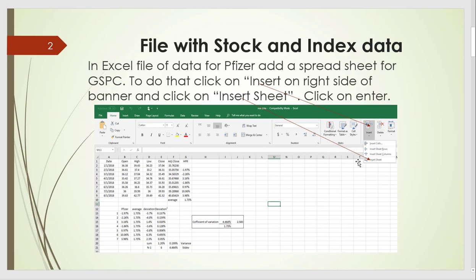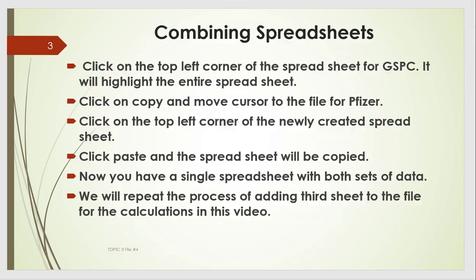What we want to do is now move data from the GSPC file. So we click over there, and now we're going to begin the movement. You're going to click on the top left corner of the spreadsheet for GSPC. It will highlight, click on Copy, and then move your cursor over to the Pfizer file. Click on the top left corner of the newly created spreadsheet. Click Paste, and the spreadsheet will be copied. Now you have in a single file both sets of data.